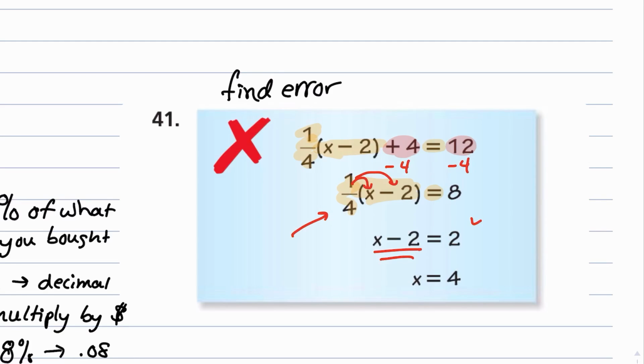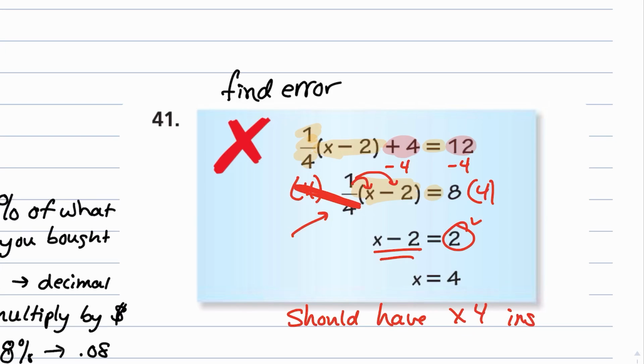If they got rid of the 1/4, remember a fraction on the bottom is what they divided by. So to undo dividing by 4, they would have had to have multiplied both sides by 4. So multiplying by 4 would have gotten rid of the division of 4. But 8 times 4 would have been 32. So the error here is they should have multiplied by 4 instead of divide by 4. And I mean that specifically right here.